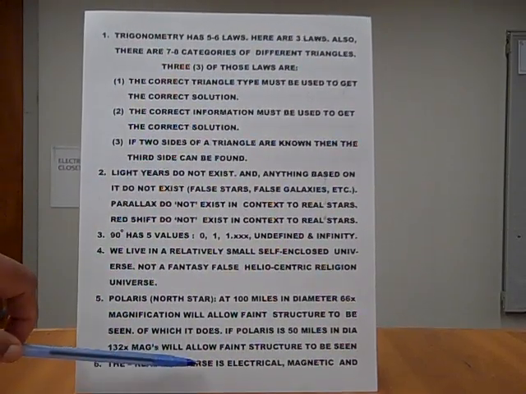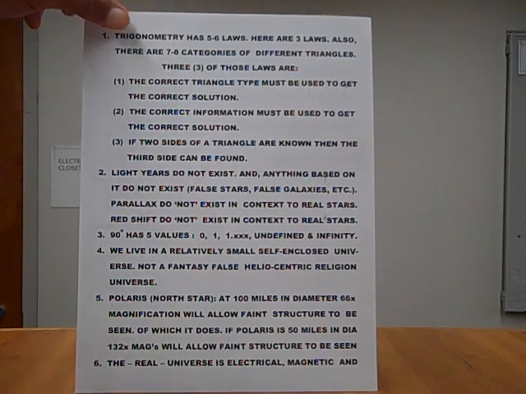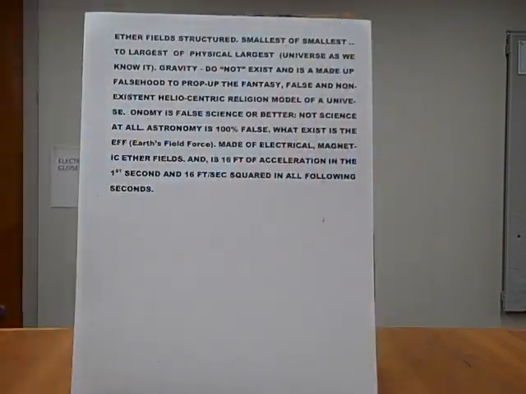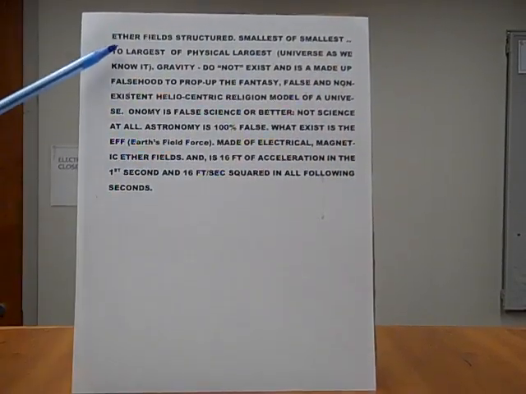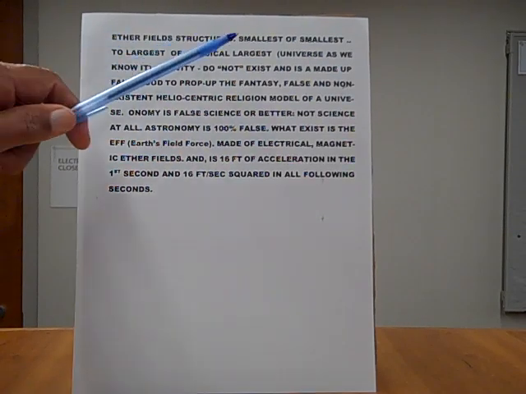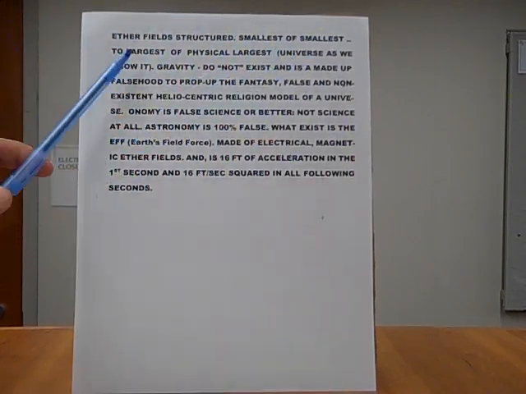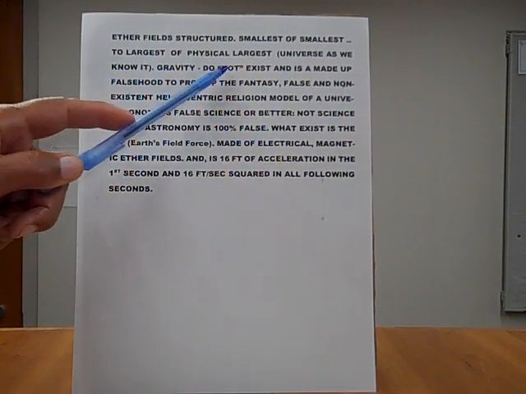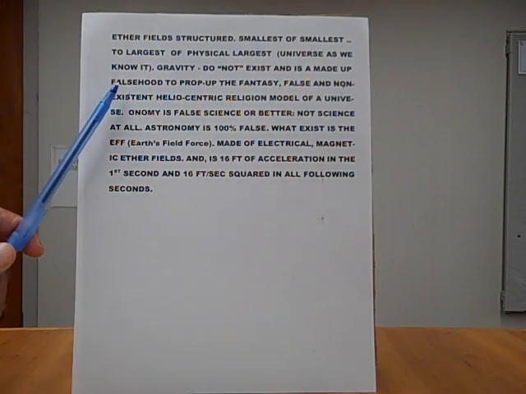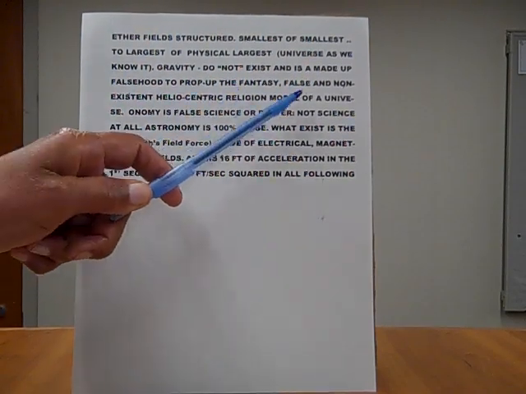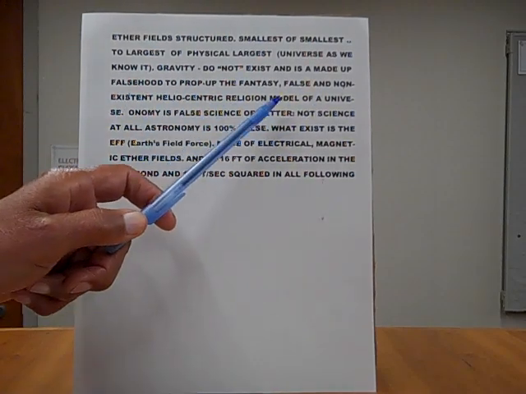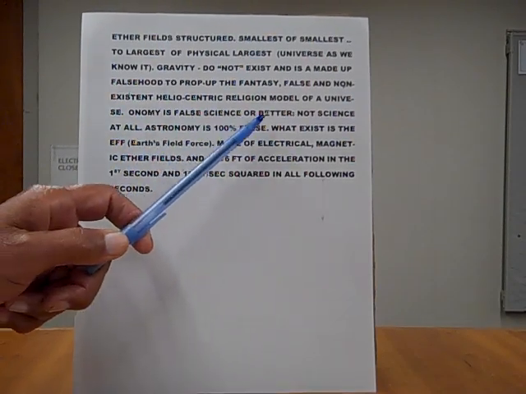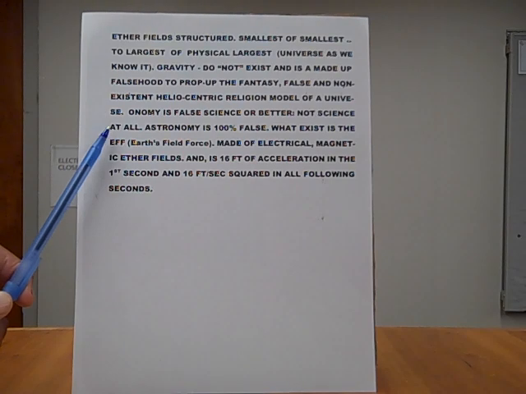We'll go to number 6. The real universe is electrical, magnetic, and ether fields structured, from the smallest of the smallest to the largest of the physically largest, the universe itself as we know it at least. Gravity does not exist and is a made-up falsehood to prop up the fantasy, false, and non-existent heliocentric religion model of a universe. Astronomy is false science, or even better, not science at all.